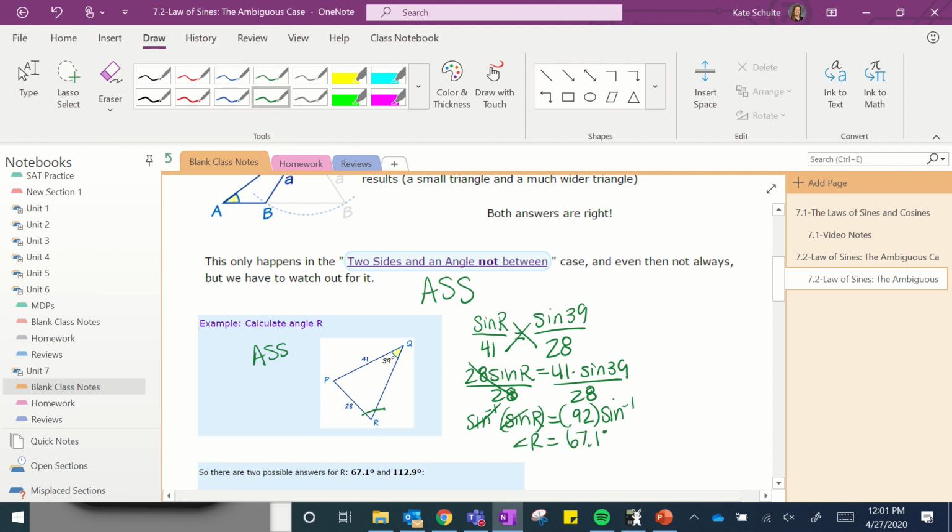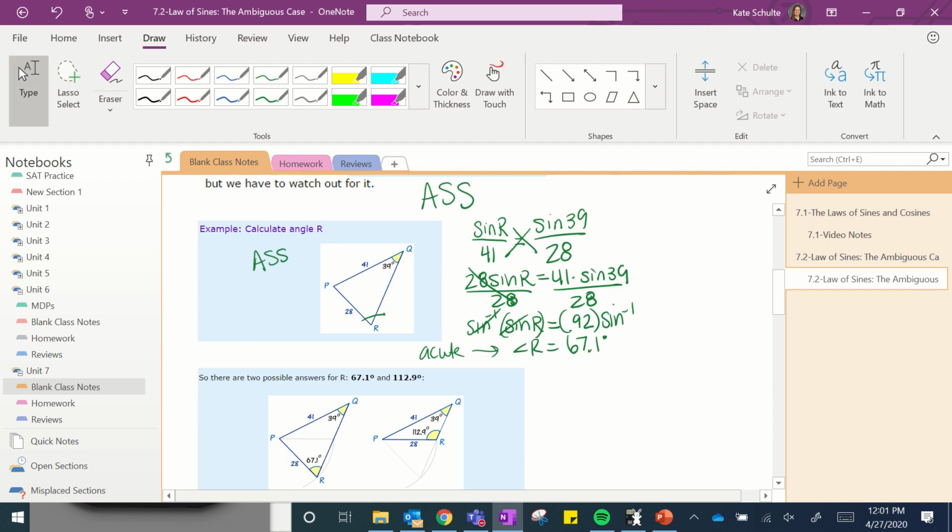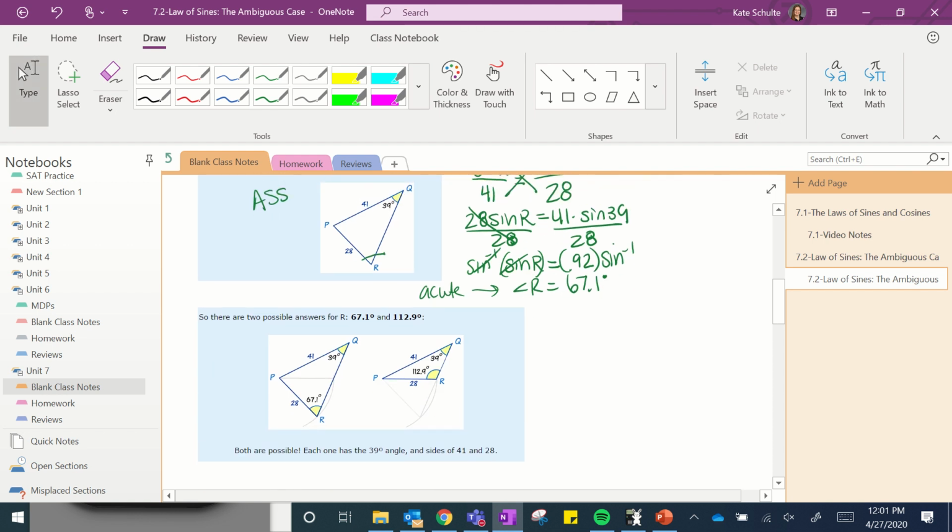Okay, but we can't stop here only because this is the ambiguous case. I don't need to test this on any of the other ones because there could be another option for a triangle. This is the acute option, right? There could also be an obtuse. So if you look down here at this picture, I kind of tried to explain it in a visual.